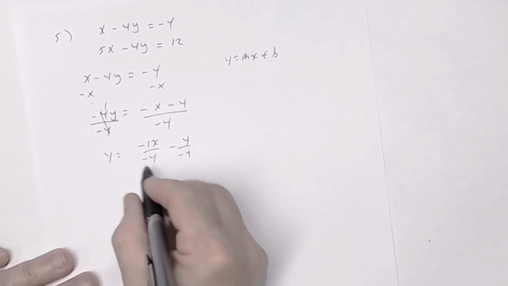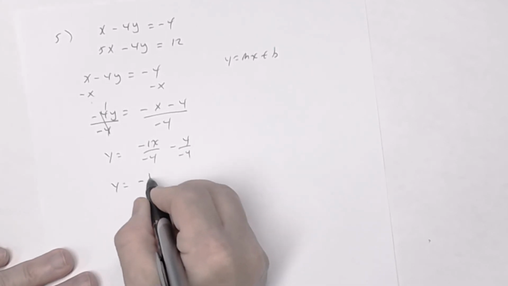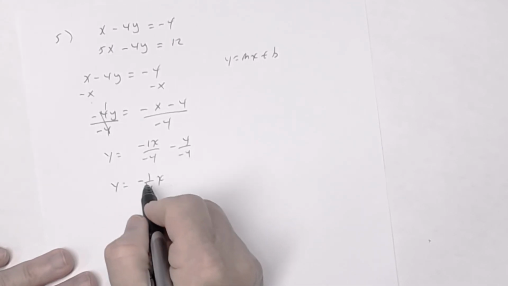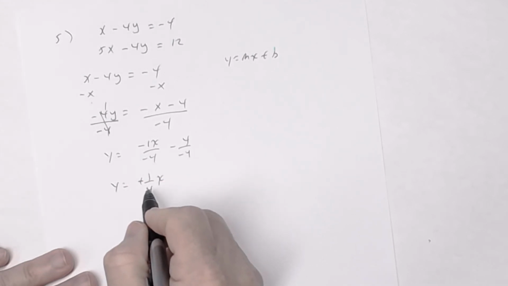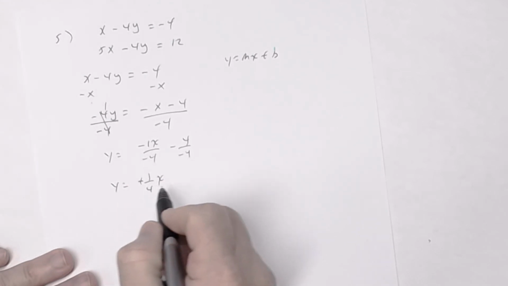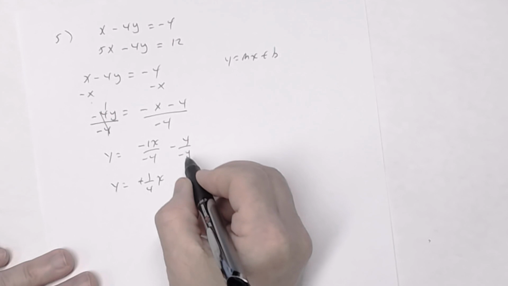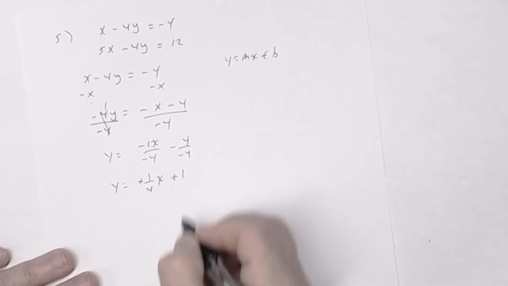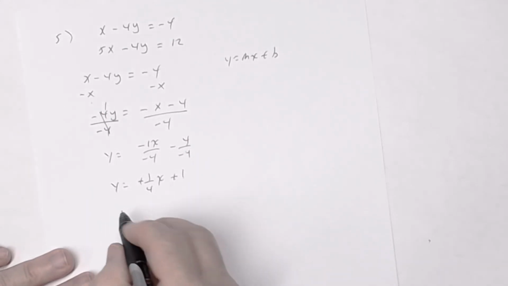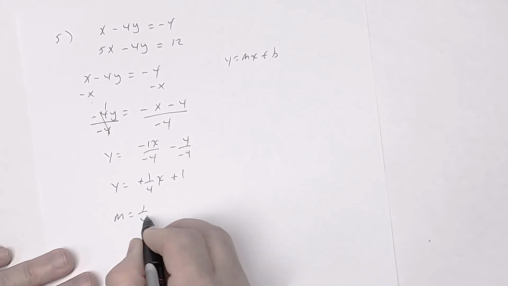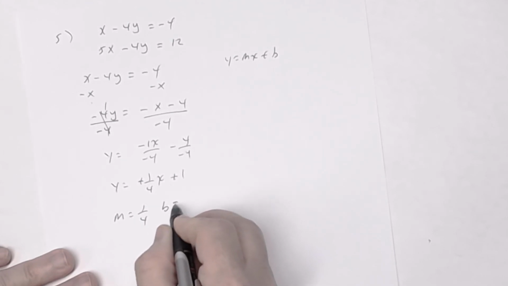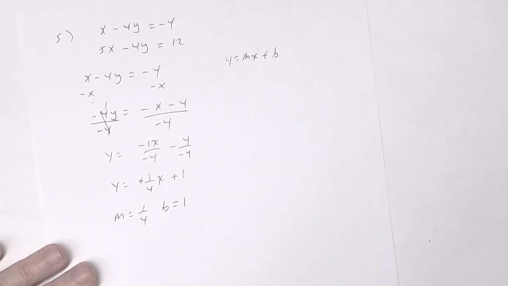And so this becomes y equals negative 1/4 x. I'm sorry, positive 1/4 x. Negative divided by negative is a positive, so 1/4 x. And then a negative 4 divided by negative 4 is a positive 1. All right, so therefore the slope is 1/4, and my y-intercept is 1.